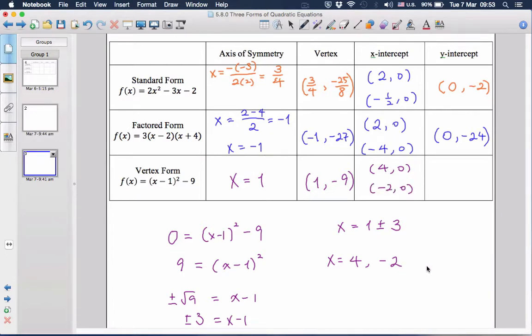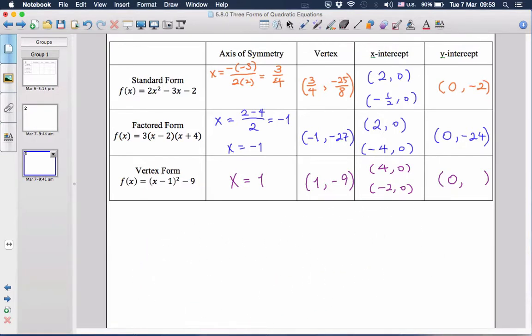Perfect. And finally, y-intercept, not too hard. A little bit of evaluating, but easy enough. Substitute in x equals 0, and we end up with 0 minus 1 squared minus 9. And this is -1 squared. So that'd be 1 minus 9 is -8.